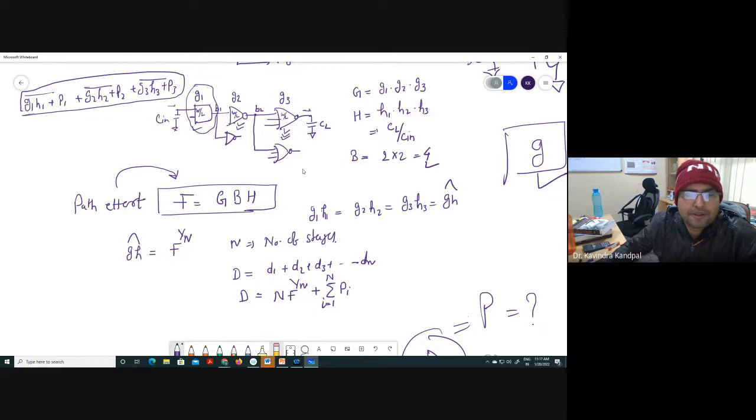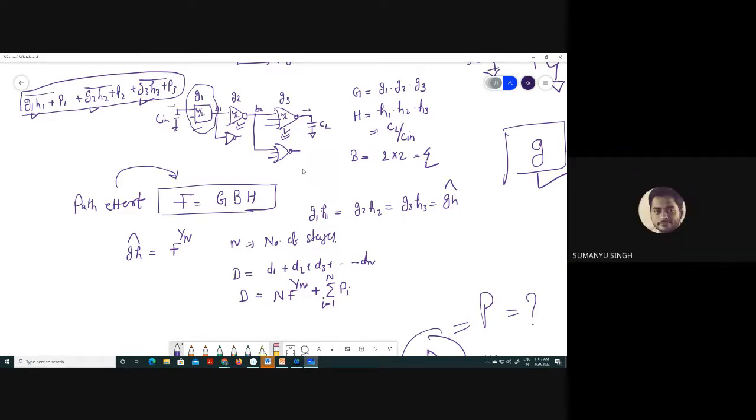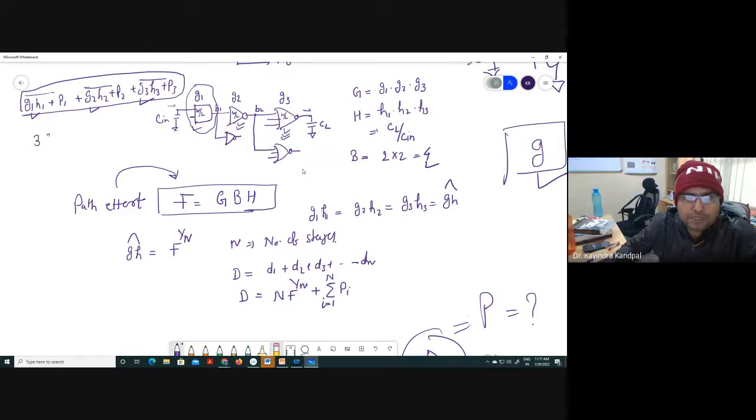Now, I told you this happens only if G1H1, G2H2, G3H3 all are equal. Then only you can minimize the delay. Correct? Yes, sir. In other words, this happens to be 3 times GH cap plus P1 plus P2 plus P3.